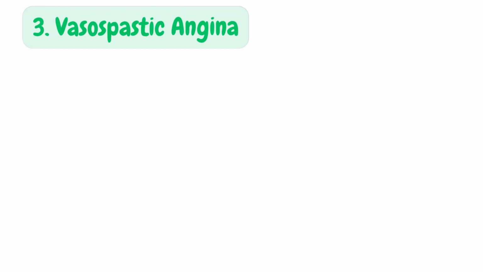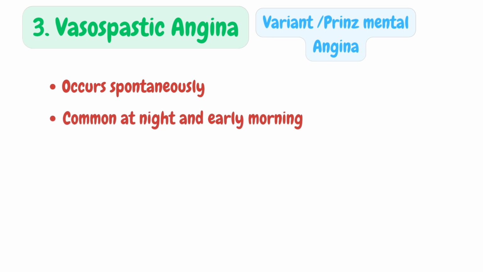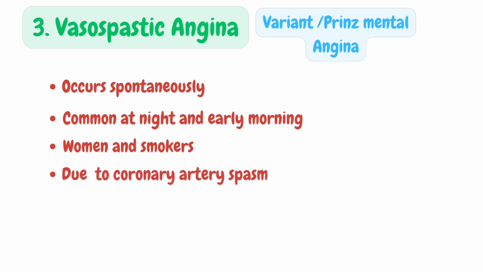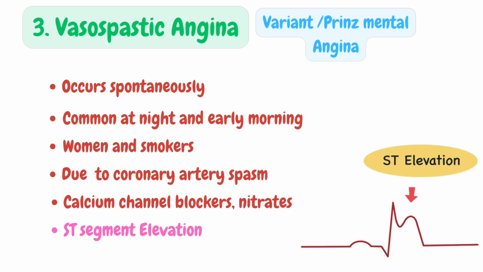Third is vasospastic angina, also called variant angina or Prinzmetal angina. It occurs spontaneously, commonly at night and early morning. It is more common in women and smokers. It occurs mainly due to coronary artery spasm. So, for dilation of the coronary artery, we have to give calcium channel blockers or nitrates. In this type of angina, ECG shows ST segment elevation.